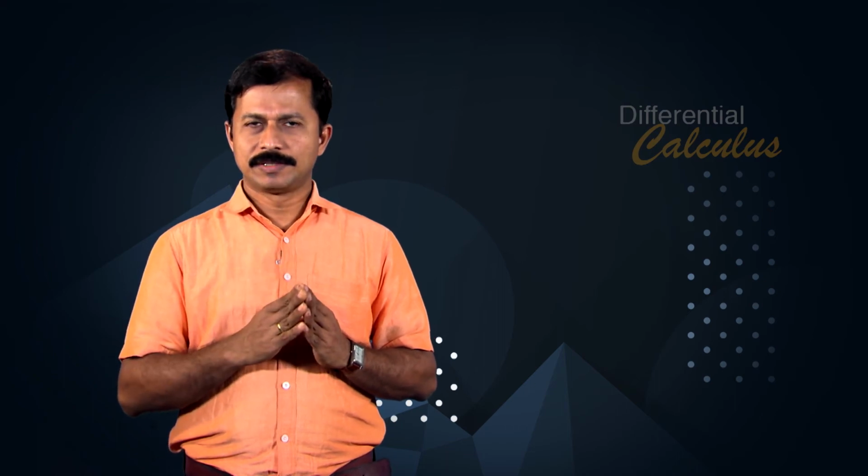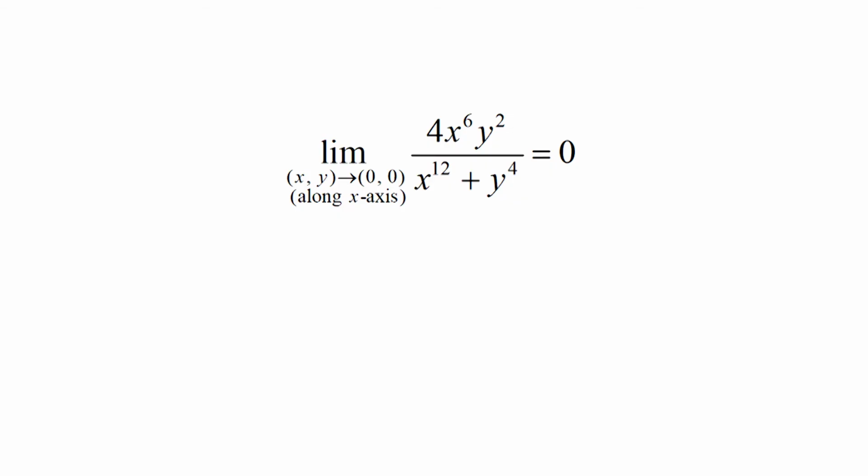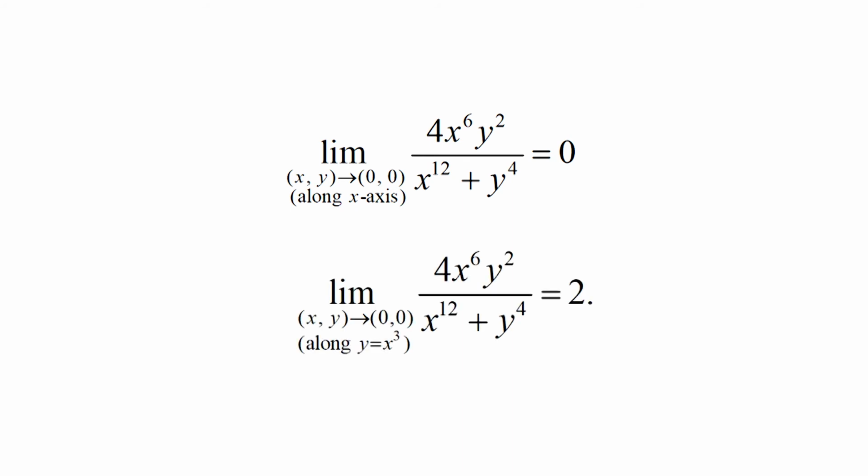We have already seen that the limit as (x, y) approaches (0, 0) along the x-axis of 4 x^6 y^2 divided by x^12 + y^4 is equal to 0, and the limit as (x, y) approaches (0, 0) along the curve y = x^3 of 4 x^6 y^2 divided by x^12 + y^4 is equal to 2. That is, we have different limits along two different paths. Hence, the given function has no limit as (x, y) approaches (0, 0).